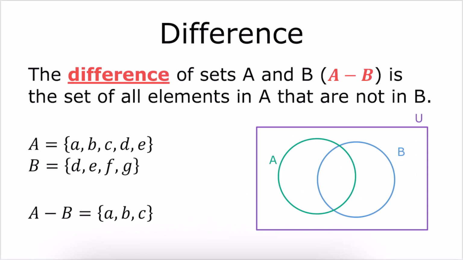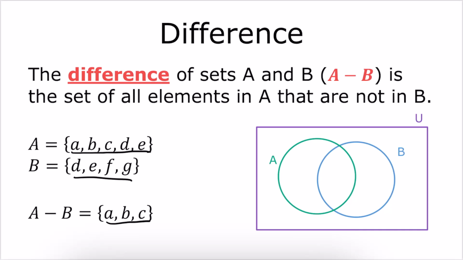The next operation we're going to look at is the difference of sets. So if I have the difference of sets A and B, this is going to be the set of all elements that are in A that are not in B. So if I take these two sets that we've been working with for the last few examples, A without B, or the difference of A and B, is going to be the set A, B, and C, because these are the elements that are in A but not in B.